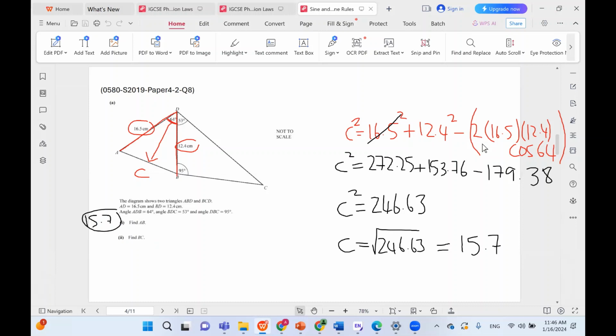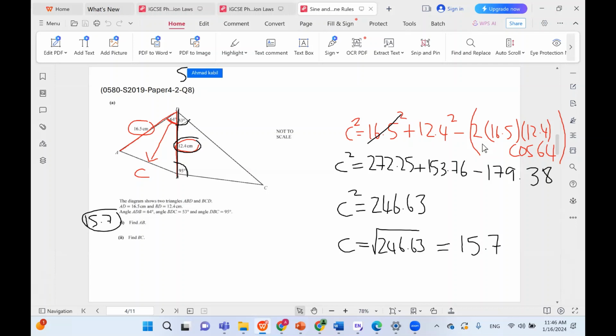And now for question double I, we are required to find BC. And BC, in the second triangle, we don't have the same case as the first triangle because we are given this side here, 12.4, and we are given two angles. Whenever you're given two angles, you can get the third angle automatically. So how do we do that?